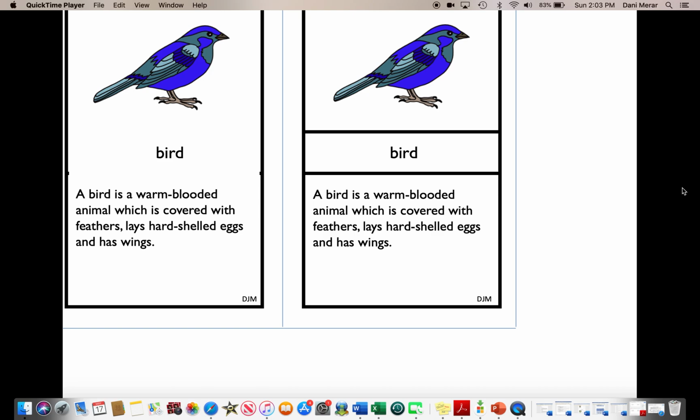Everybody. Last week we started learning about birds and all the different characteristics that birds have. This week we're going to start by learning about the different parts of a bird.